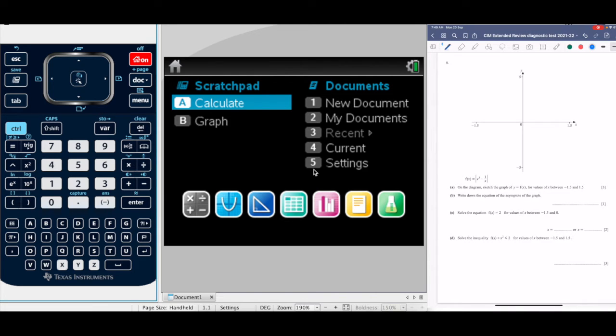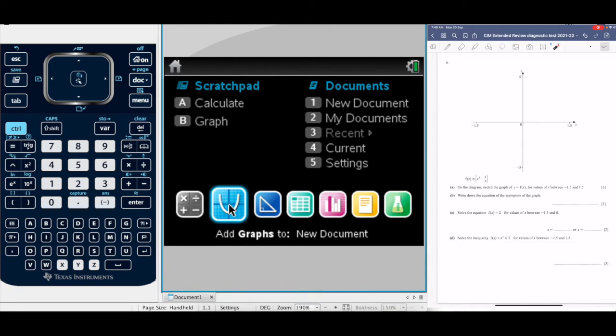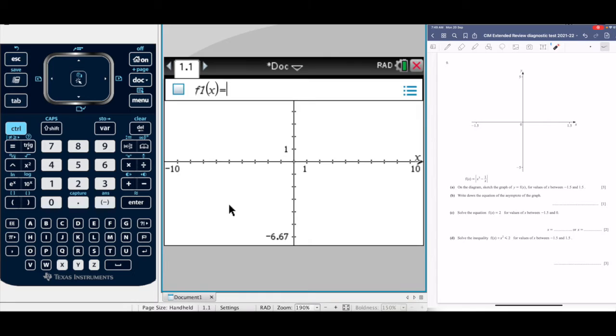So for question 9, it's using largely the GDC. The first part is that we have to sketch that graph onto the axis in the question. And you'll notice that the graph that they're asking you to draw has these straight lines, which are the modulus function, or the absolute value. So to do this one, we're going to go to the GDC and open up a graphing page.